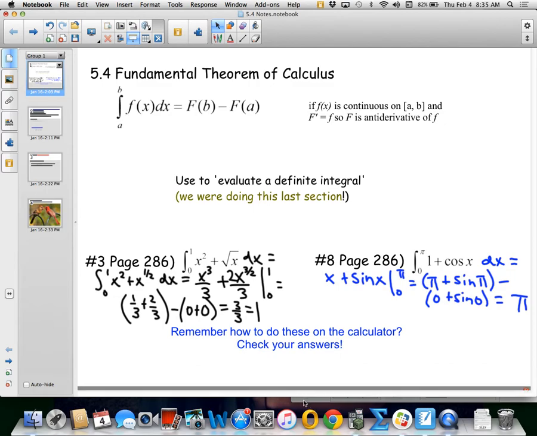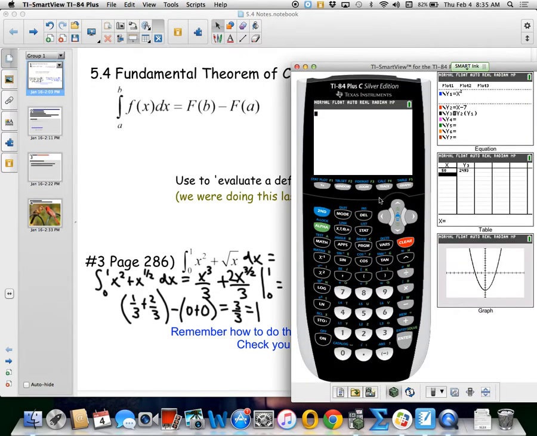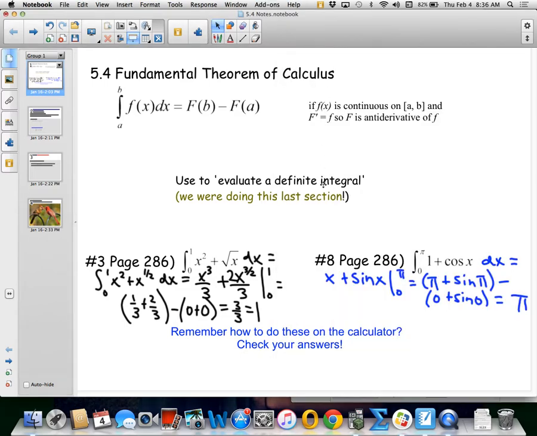I'm going to take the number 8 example and check it on the graphing calculator. Here, if I do math 9, that pulls up the integral for me, and I'm going to go from 0 to pi of 1 plus cosine x dx, and hopefully I'll get about 3.14. Excellent. All right, so I feel good. This answer's right. Let's see what else we have today.